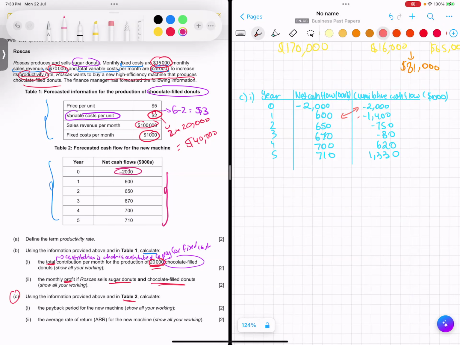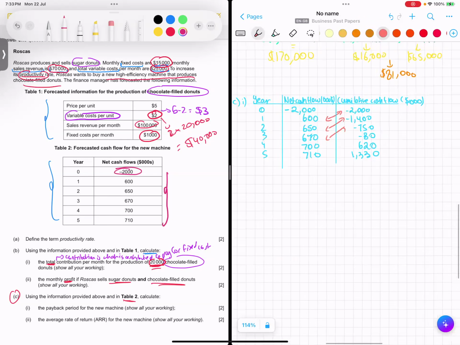So you keep doing this, guys, okay? You keep doing this. And what does this mean? For example, here you do minus 2,000 plus 600, so you get minus 1,400. Here you do minus 1,400 plus 650, you get minus 750. So this is how you actually reach your answers, right? So now we're going to continue by actually writing this calculation.